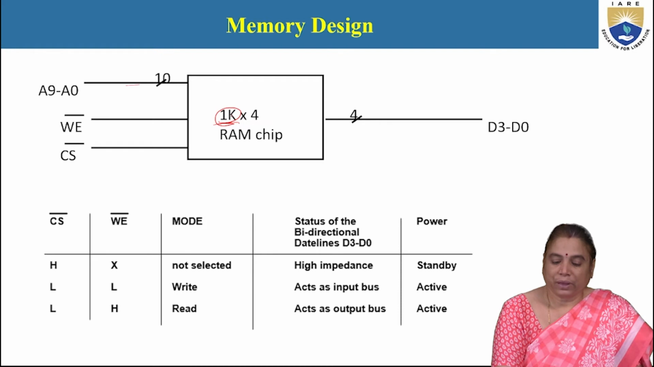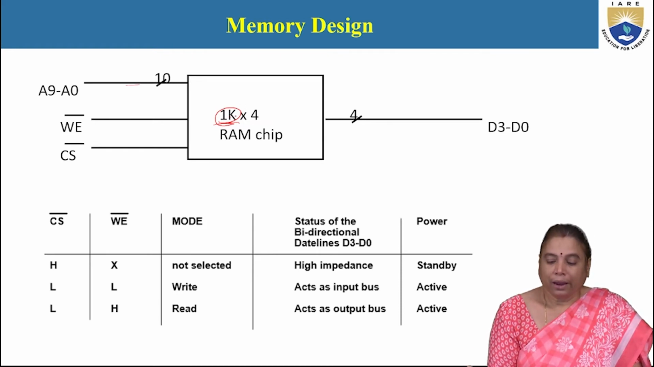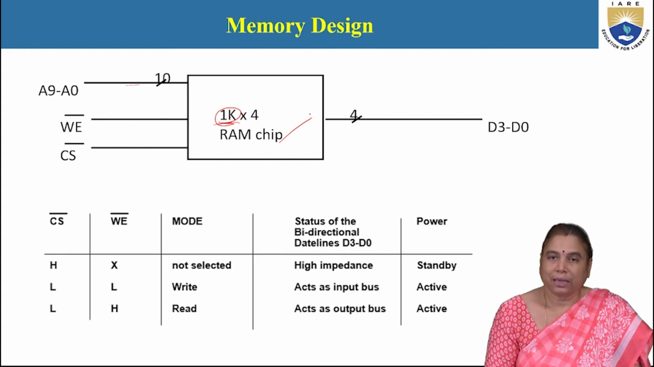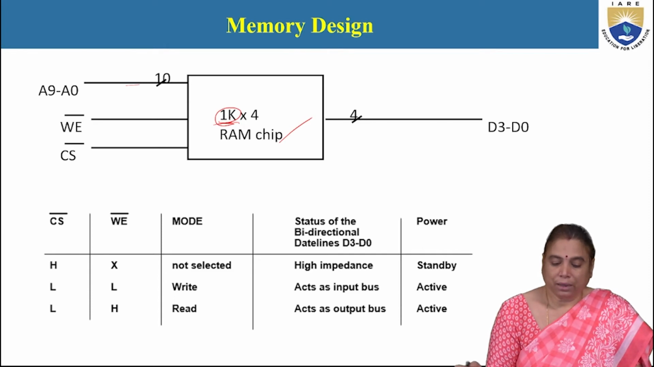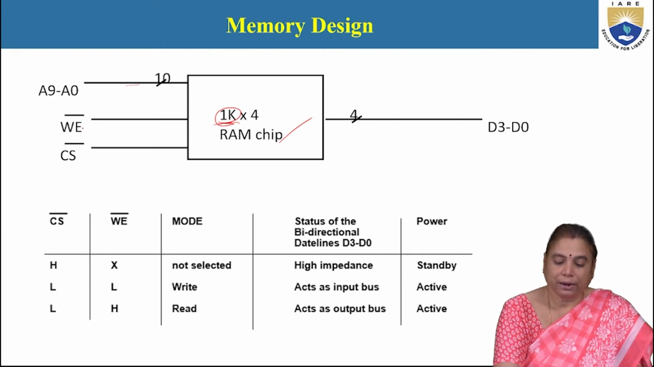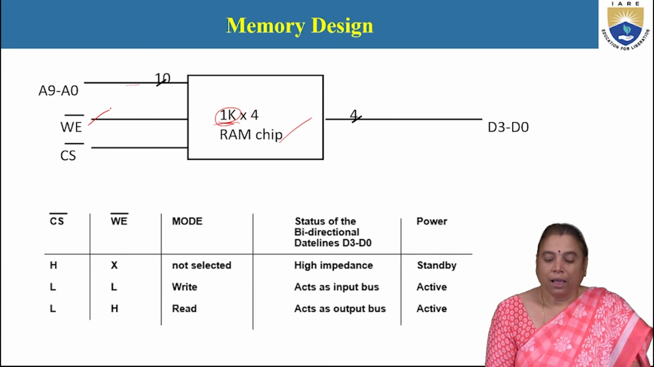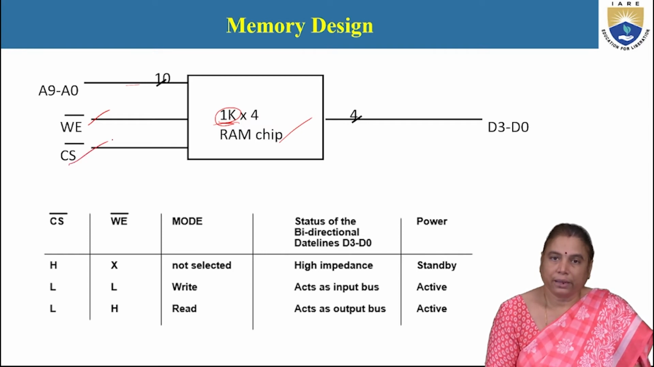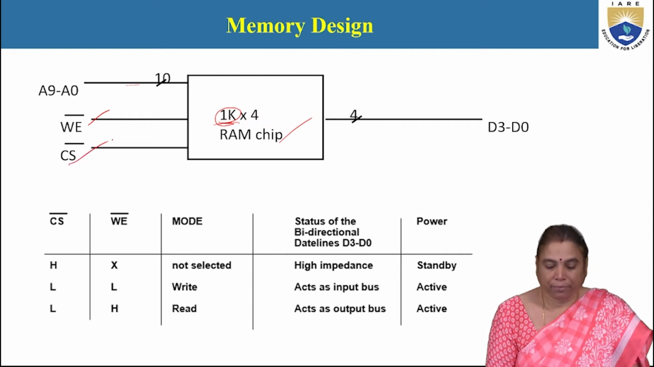2 power 10 is 1k. So the address space is 1k. And the data lines are D0 to D3, 4 bits. The memory size is specified as 1k by 4. And here the write operation is decided with the WE signal, and there are more than one RAM chips. For the selection of a RAM chip, a chip selection line, a control line, is connected.